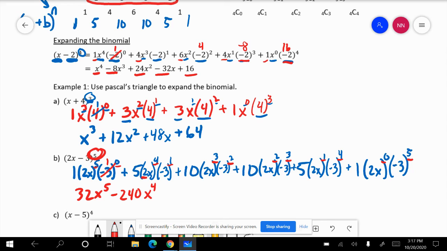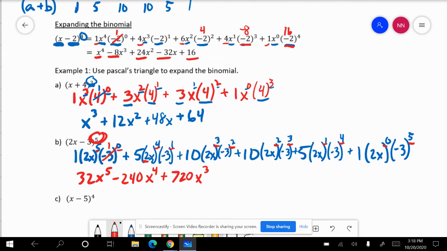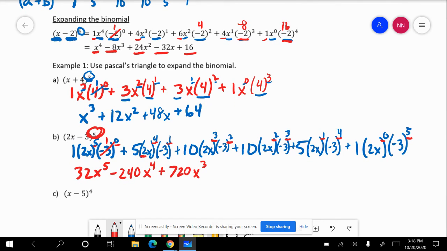2 to the 3rd is 8. And then we times it by negative 3 squared, which is 9. And we times it by 10. And that gives us 720, x to the 3rd. Now, one thing to remember, and this is where I usually make a mistake, is when is it negative, when is it positive? Remember, if you're raising a negative to an odd power, it's going to be negative. When you're raising a negative to an even exponent, the two negatives are going to cancel to make a positive. That's why this is positive.